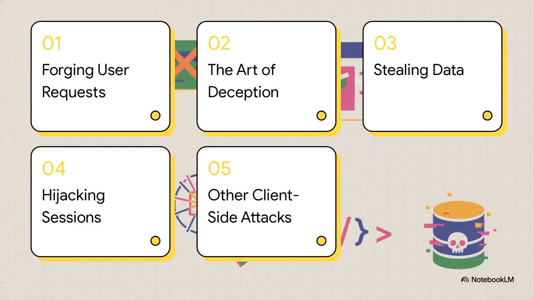All right, here's our game plan. First, we'll look at how attackers can literally forge requests from your browser. Then we'll get into the visual trickery of deception and UI redress attacks. After that, we'll see how data can be stolen across different websites. Next, we'll dive into the attacks that go straight for your session cookies. And finally, we'll round things out with some other key client-side attacks.